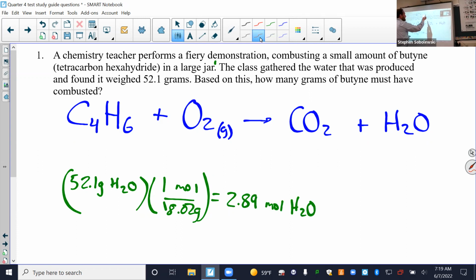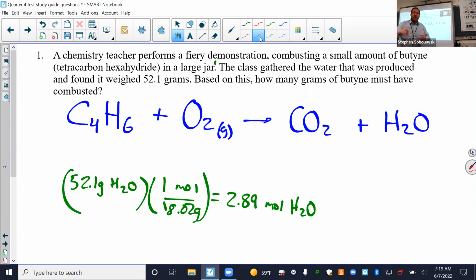Okay, now I need to balance this equation and apply that mole ratio. When I balance combustions, I always start with H, then C, then O. Starting with my H's, I'm seeing H6 and H2, so I'm thinking of putting a 3 here. But before I do that, I'm realizing that's going to be a problem because putting a 3 there is going to give me an odd number of O's.